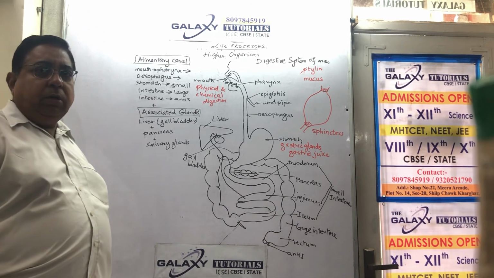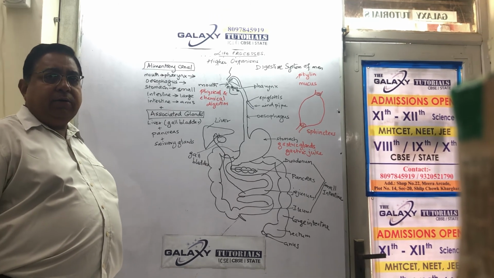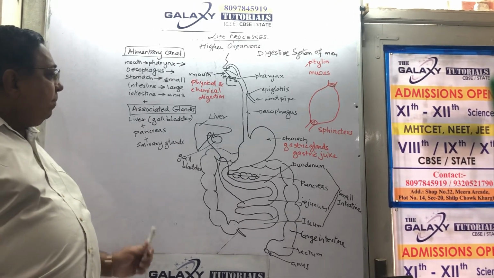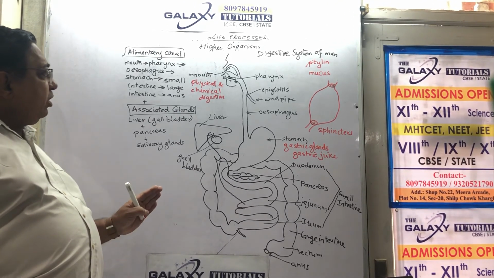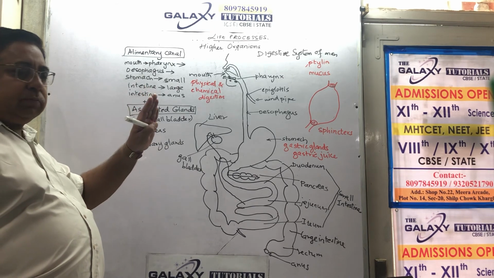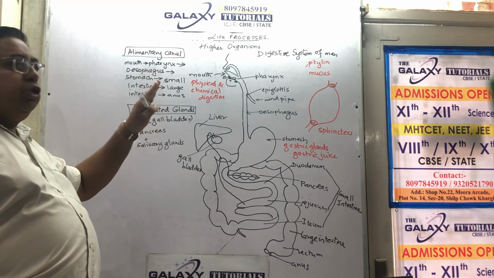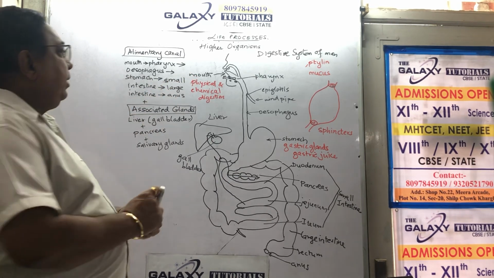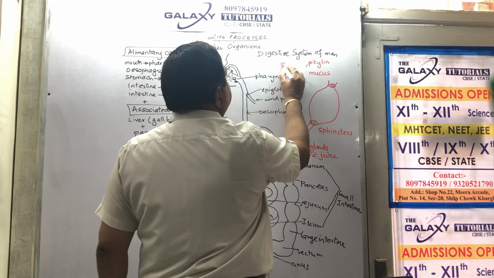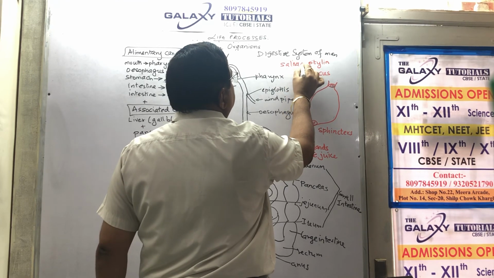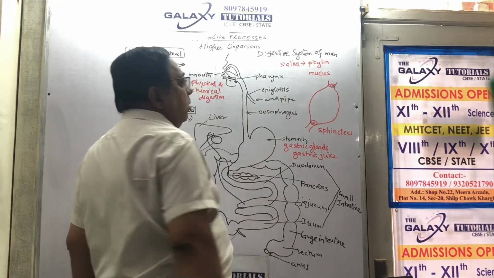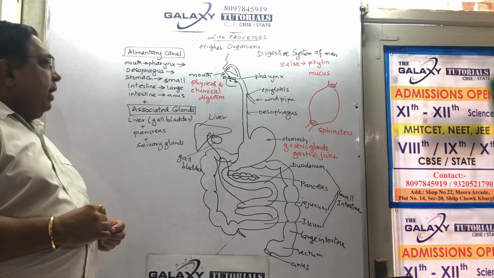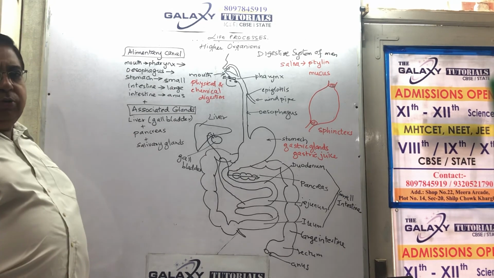So I have shown you the process and you are looking at the diagram. Remember the labeling. Once again we see the pharynx, no digestion. In the mouth there is physical digestion, chewing, and chemical digestion. We have saliva, which contains ptyalin. Then the esophagus, where only mucus is produced.